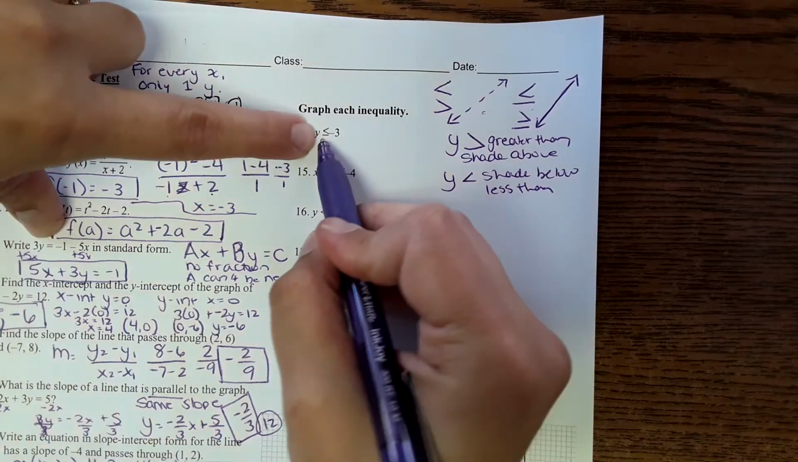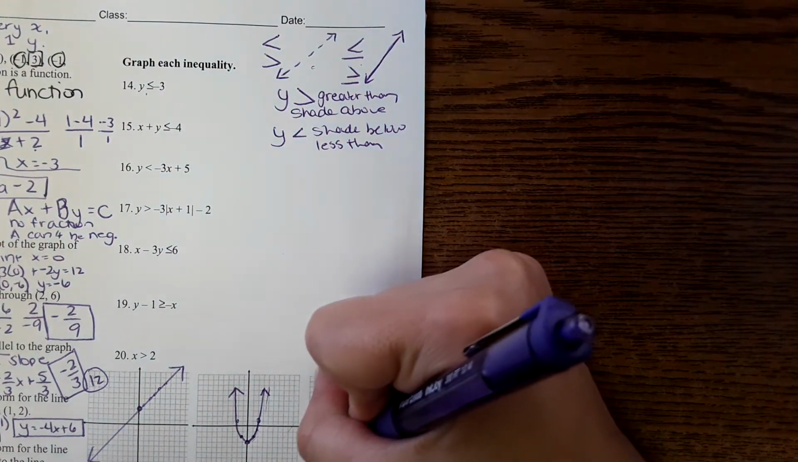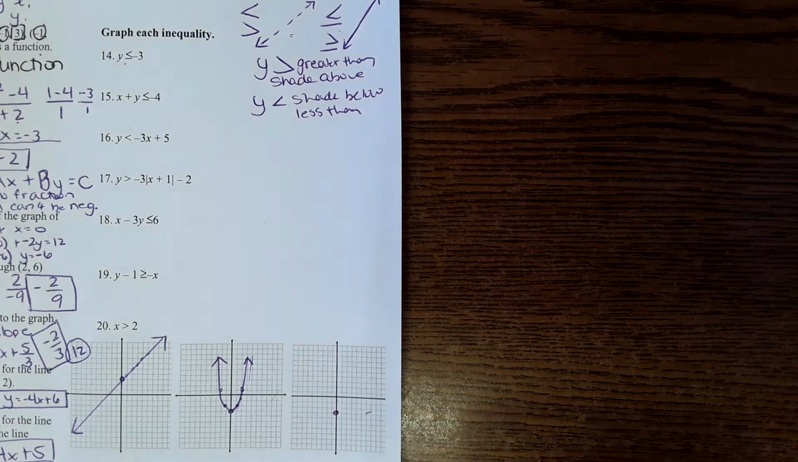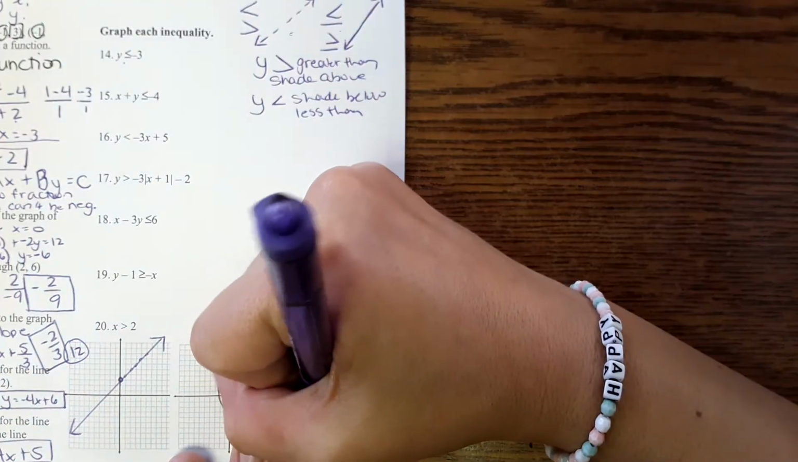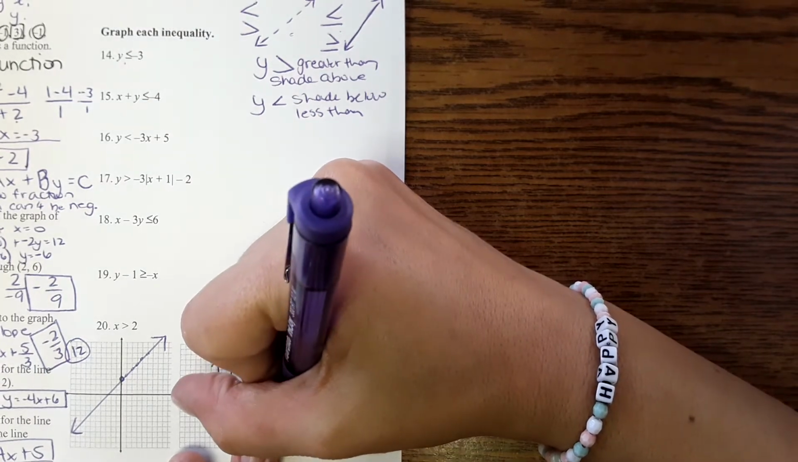Okay, then for y is less than or equal to -3, I would go to the graph and plot y equals -3. Then it's clear that it's going to be a horizontal line. Or like this.